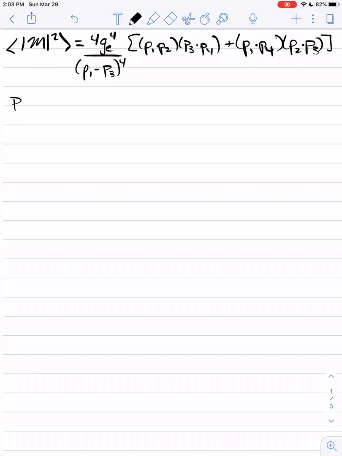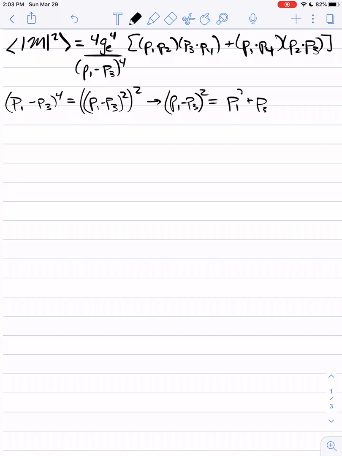So what I want to focus on here is P1 minus P3 to the 4th, which we can write as P1 minus P3 squared, all squared. And so if I look at P1 minus P3 squared, well, that's just P1 squared plus P3 squared minus 2 P1 dotted with P3. Be careful, that's the 4 momenta, right?